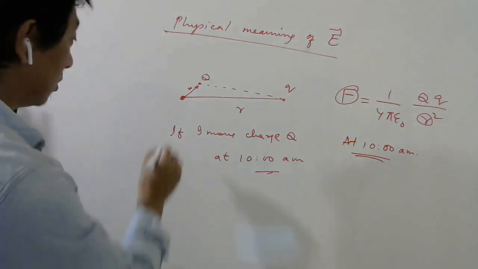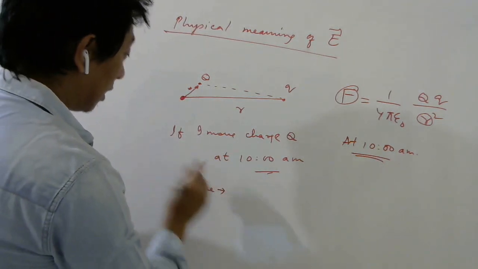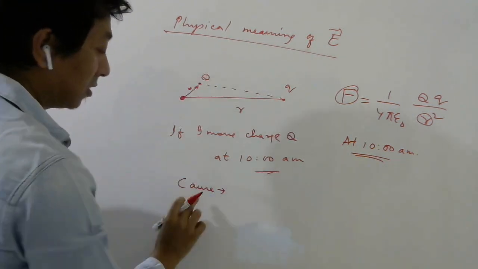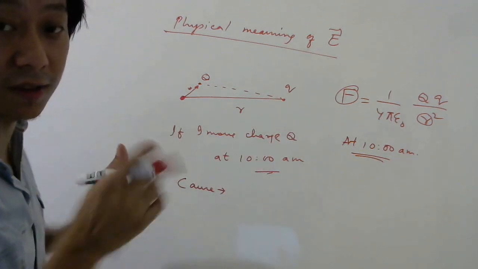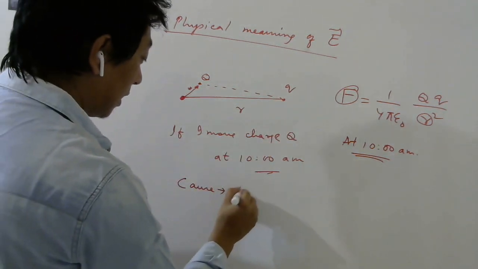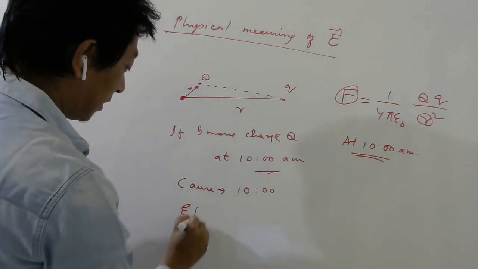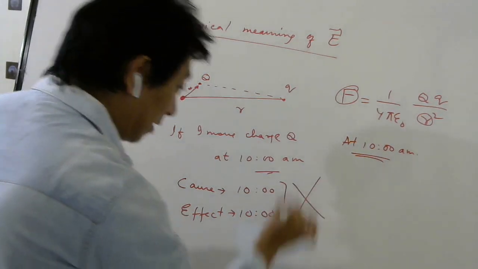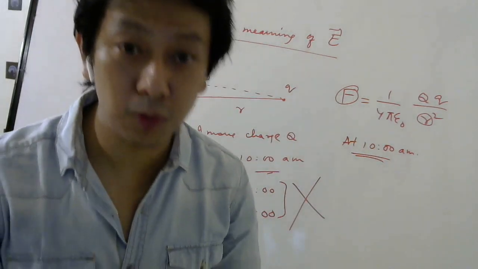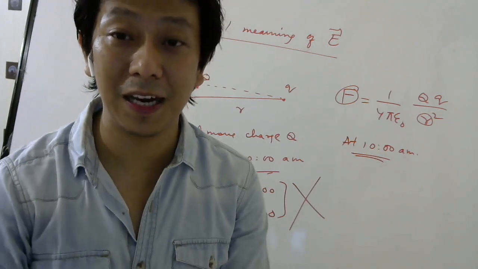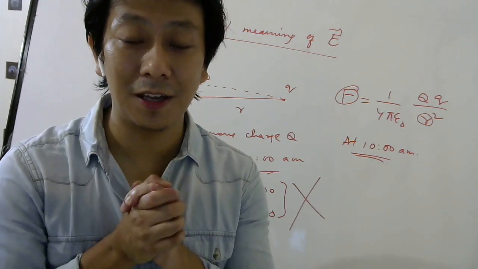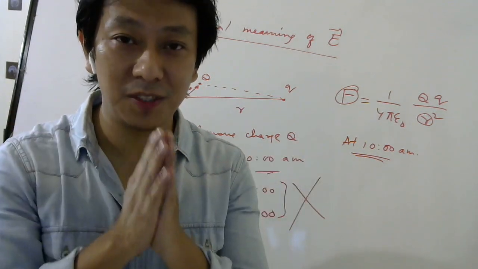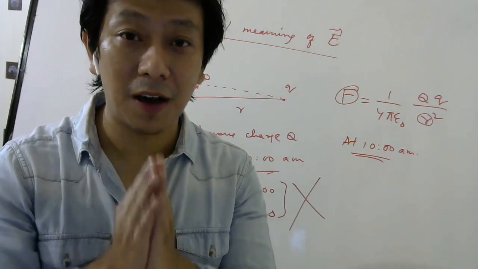That means the cause is this, and the effect is this. I am moving, that is the cause. This is feeling a different force, that is the effect. So if the cause is at 10 o'clock, the effect is also at what time? The effect is also at 10 o'clock. But this is impossible according to Einstein's theory of relativity. According to Einstein's theory, nothing in this world, no information, no objects, nothing can travel faster than the speed of light.